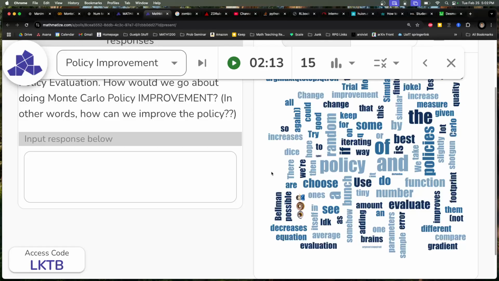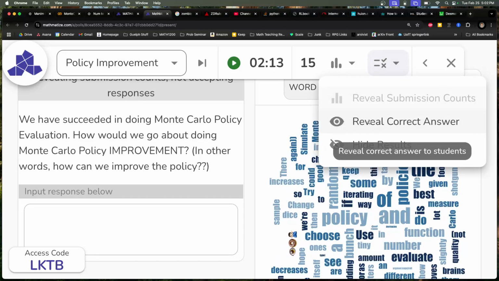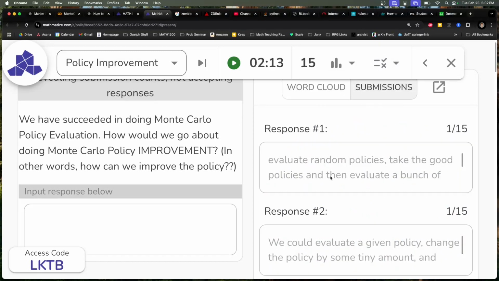Okay, well, what words we got? Policy. So some stuff about the policies. Let's figure it out. I guess I want to see the submissions.